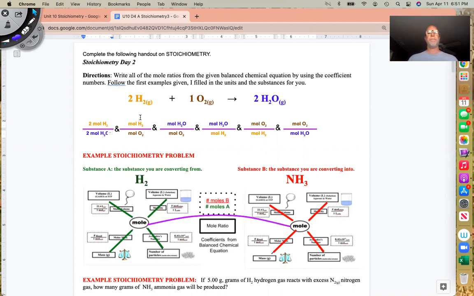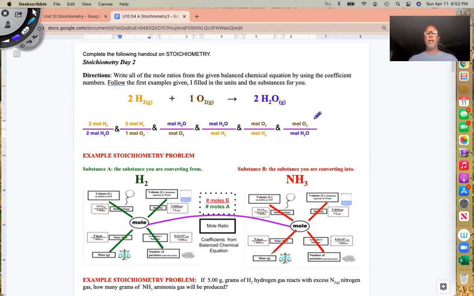So let's try this one. What do you think the ratio is here? How many moles of hydrogen do we have? That's right. We have 2. And we have 2 moles of hydrogen for every how many moles of oxygen? How many moles of oxygen, ladies and gentlemen? That's right. We have 1 mole of oxygen. So this is our mole ratio.